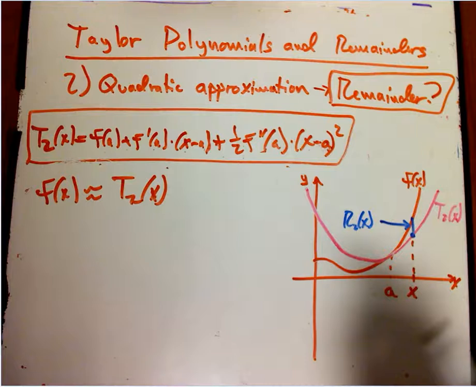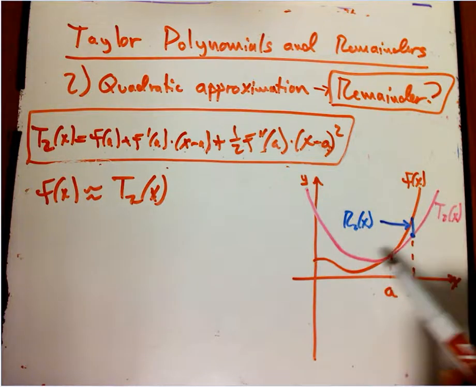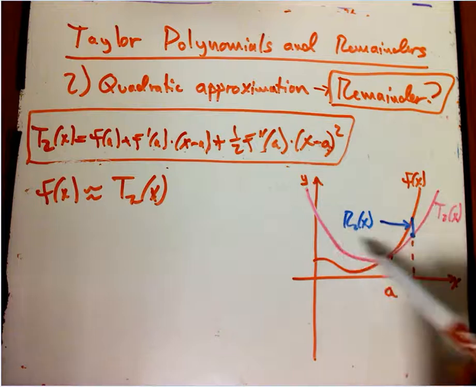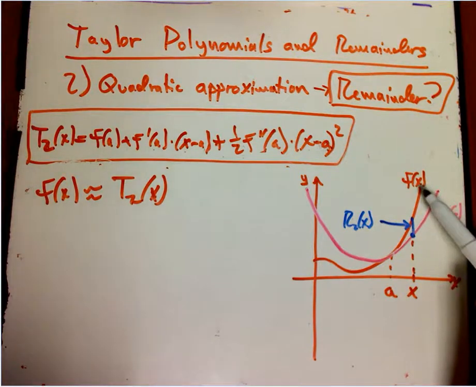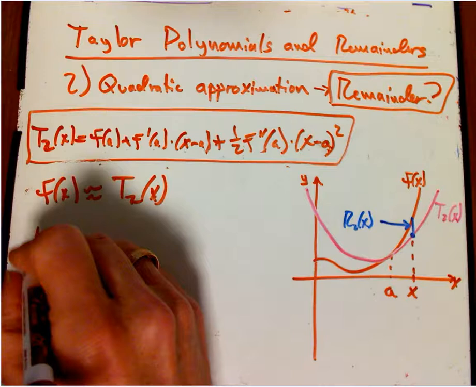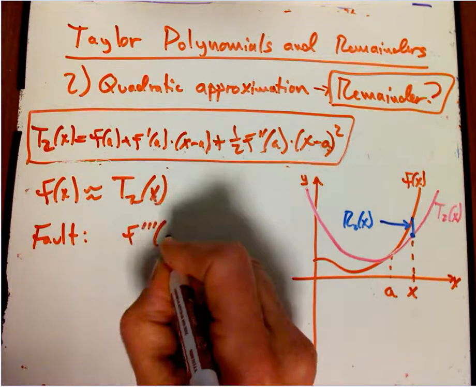Well, remember what's special about T2 is that since it's a quadratic, its second derivative is constant. We saw that in the calculation. That's a pretty standard thing. Quadratics are things whose second derivative is constant. They have a constant concavity. And f of x probably doesn't have a constant second derivative. But what measures the change quantitatively in the second derivative? It's the third derivative. So the fault lies in the third derivative of f.